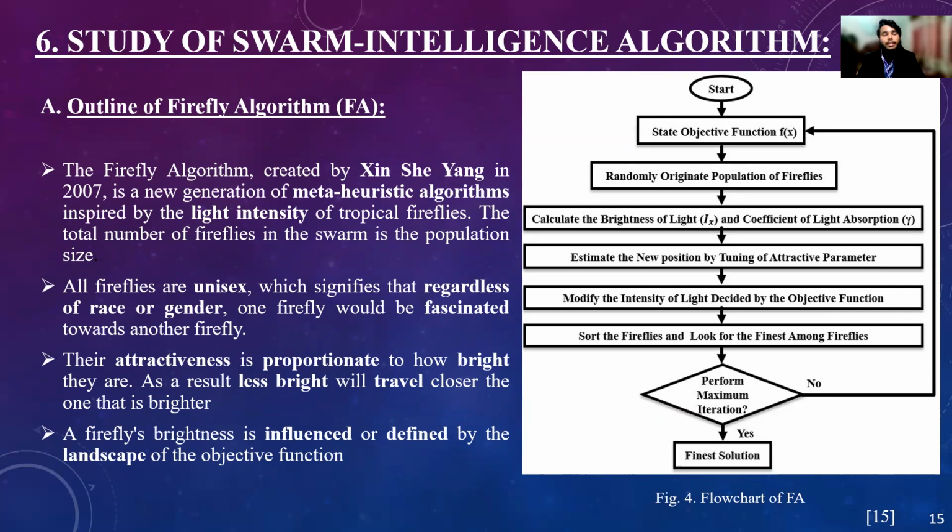The significance of the fireflies is that all fireflies are unisex, which means one firefly will be attracted to another. Attractiveness is proportional to the flashing brightness. As a result, the less bright one will travel to the closer, brighter one.